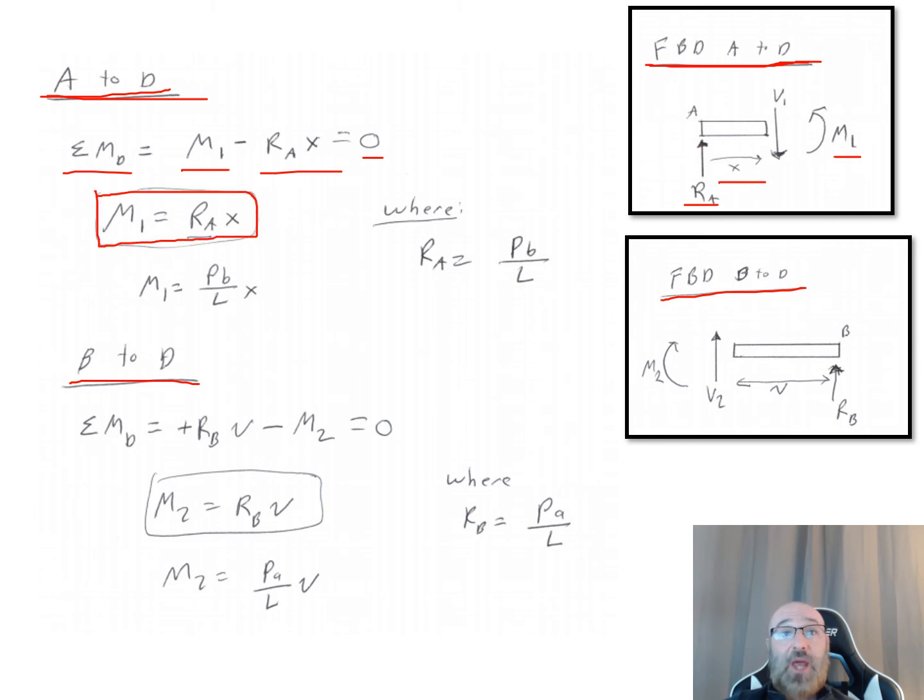Well, with this here, we have a value for R_A that we solved for previously, and this is equal to PB over L. So we can plug that into our R_A. What we end up with now is this expression here that M1 is equal to PB over L times x.